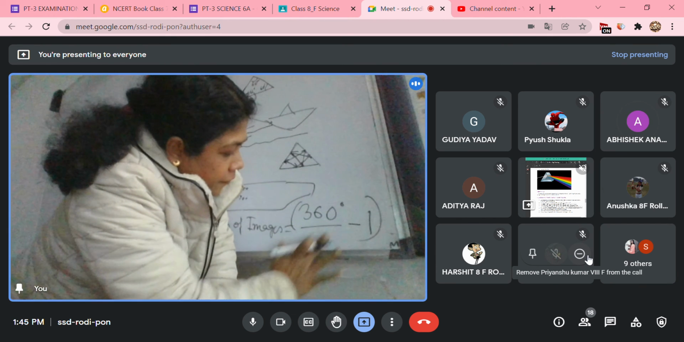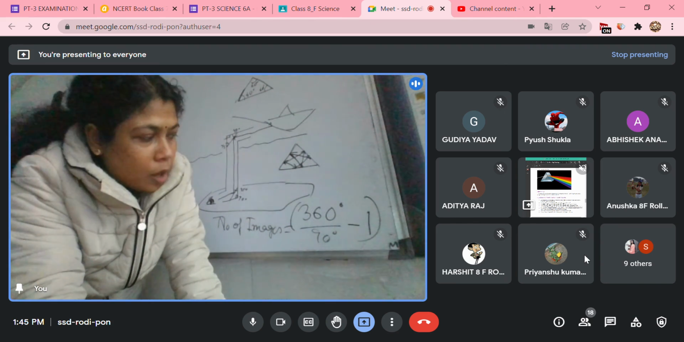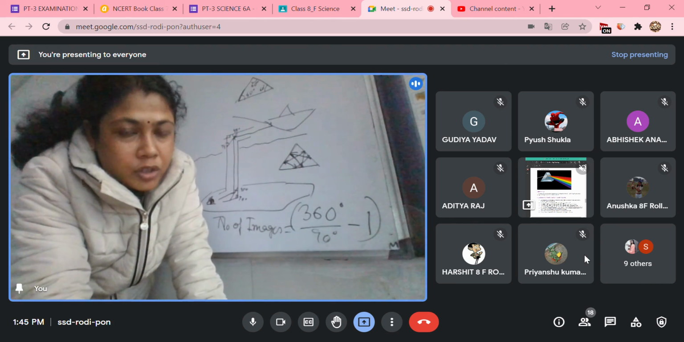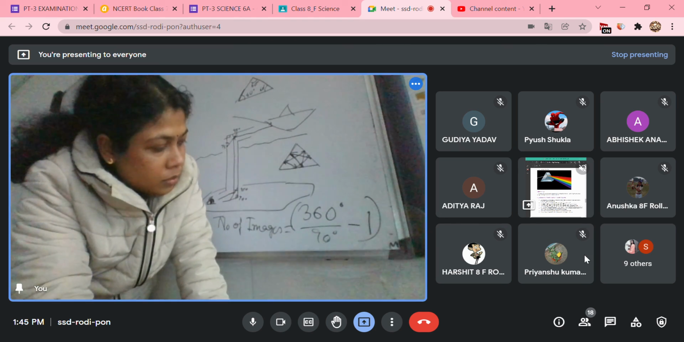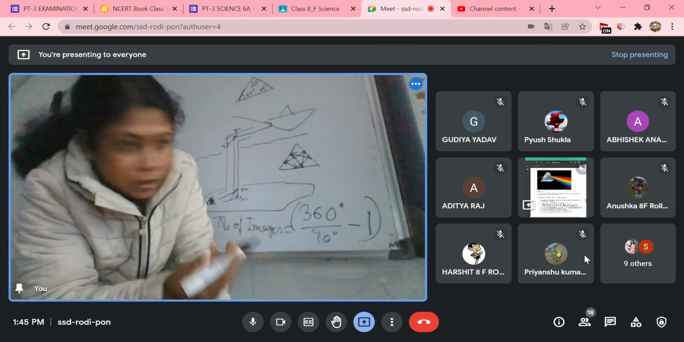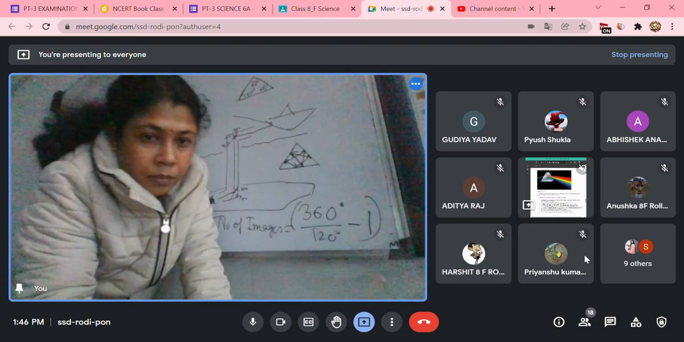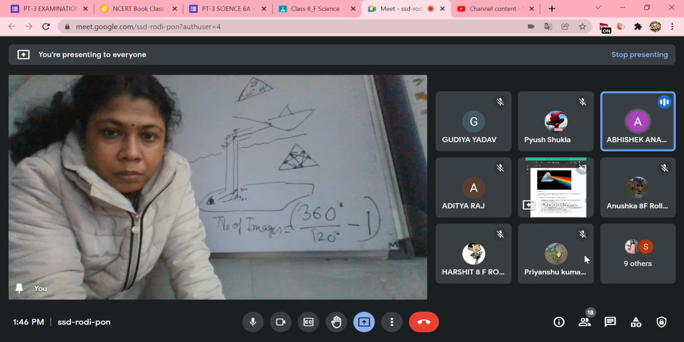Okay, if the angle between the two mirrors is 90 degrees, how many images will be formed in the multiple reflection? 4 minus 1, so 3. Is it understood? If it is 120 degrees, 2.